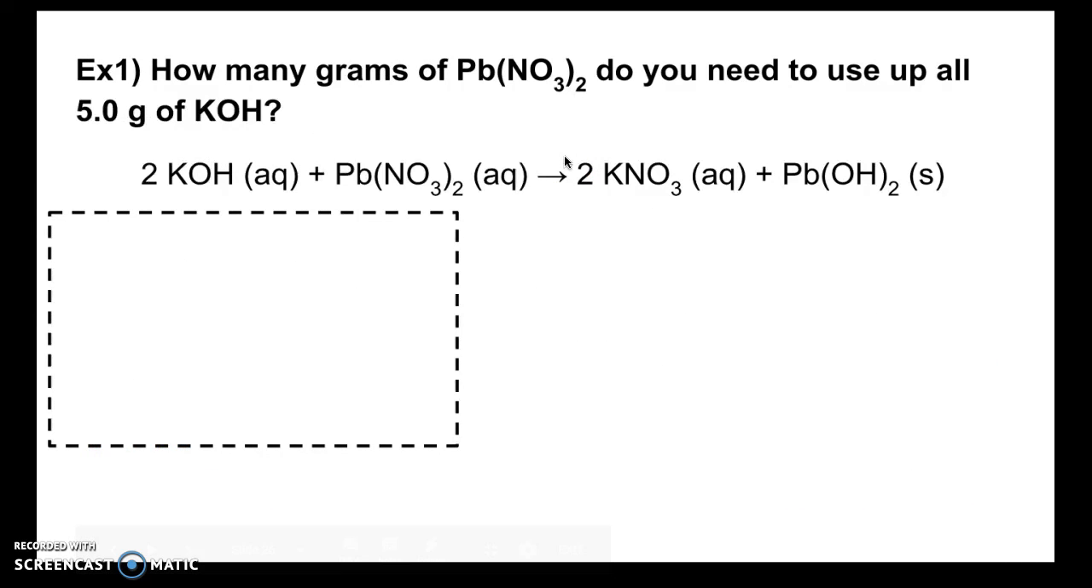Okay, let's look at an example problem. In this example, it asks how many grams of lead nitrate do you need to use up all 5 grams of KOH? And I've given you the balanced chemical equation. If you weren't given the balanced chemical equation, you would have to start here first.